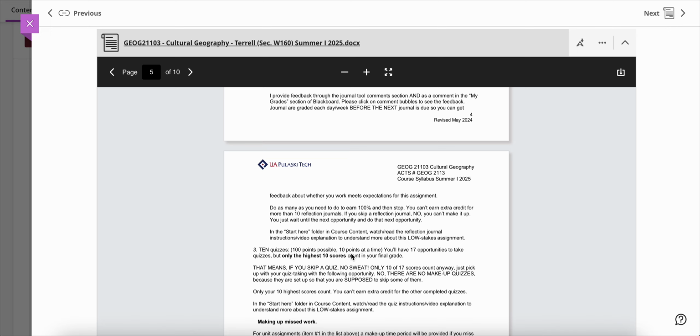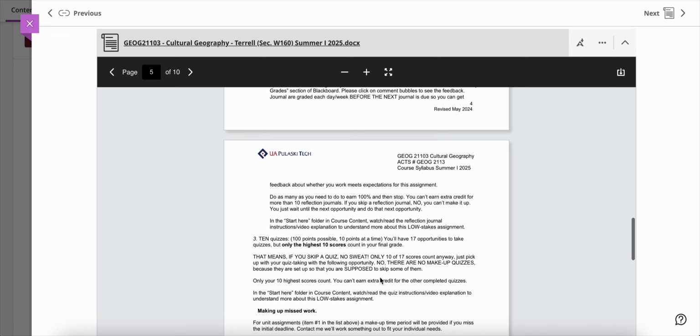You take as many quizzes as you're able to take. Try not to skip any quizzes. Try not to skip any reflection journals that you want to do. But try not to skip any quizzes. And at the end of the semester, I'm going to look at all your quiz scores and I'm going to throw out the 7 low ones and I'm only going to keep your 10 high ones. I'll talk a little bit more about that in the reflection journal video, so we'll come back to that later.